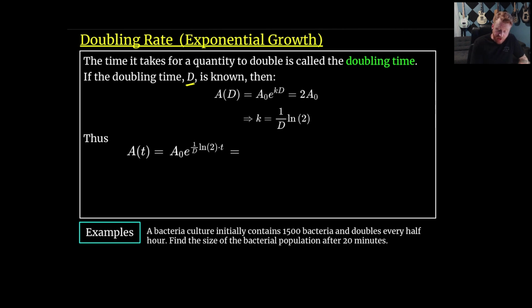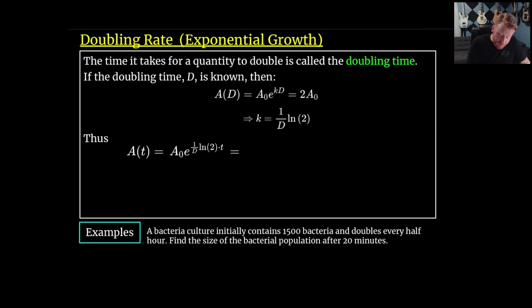And if the doubling time is known, then the k value will always be 1 over d times the natural log of 2. This also just says the natural log of 2 over the doubling time. So maybe let me convince you that this is what I say that it is. What this is saying is that when I plug the doubling time into this formula, whatever initial amount I have should be doubled when we're done. So when we plug in d, the doubling time, the initial amount should be doubled.